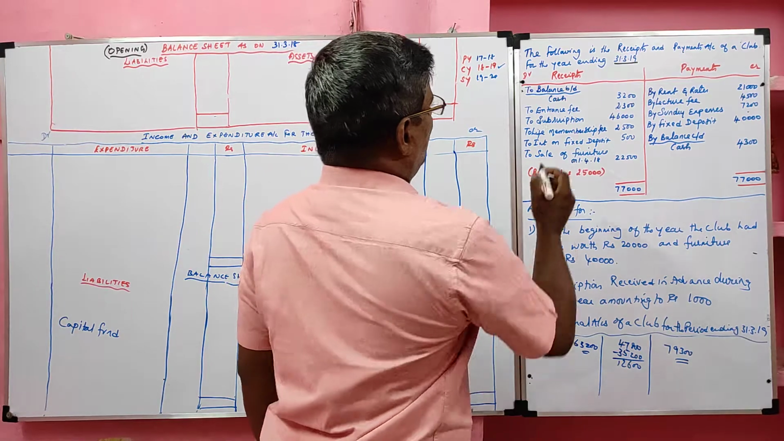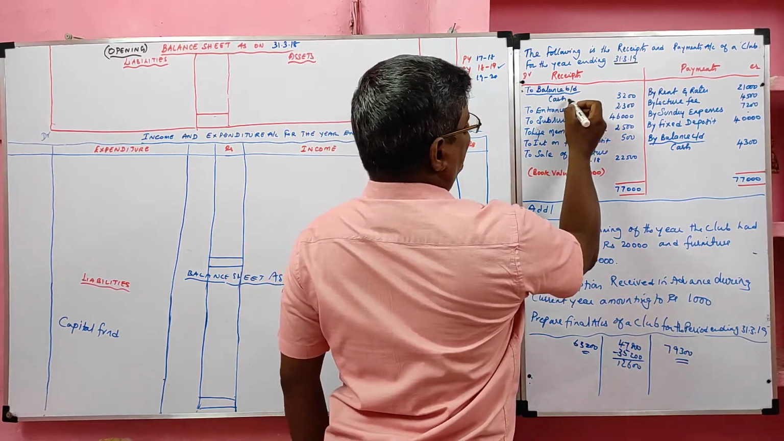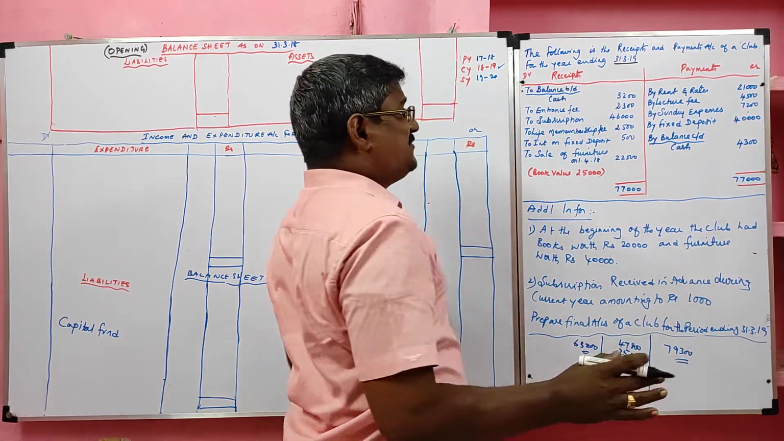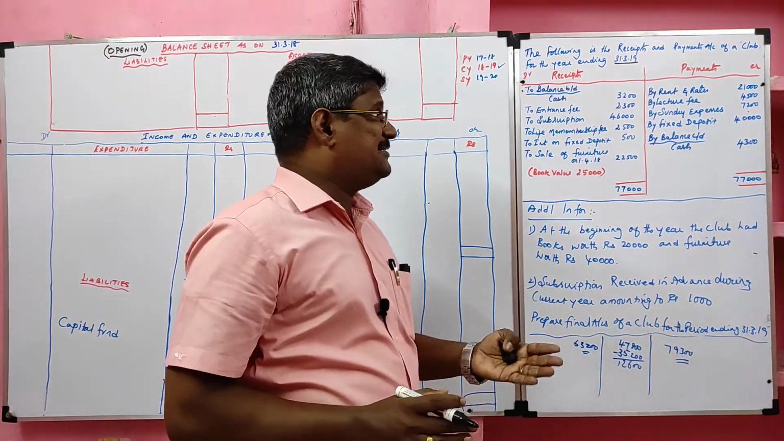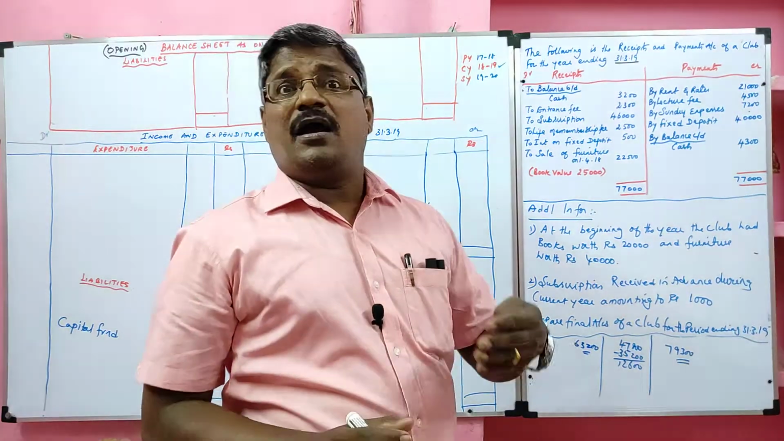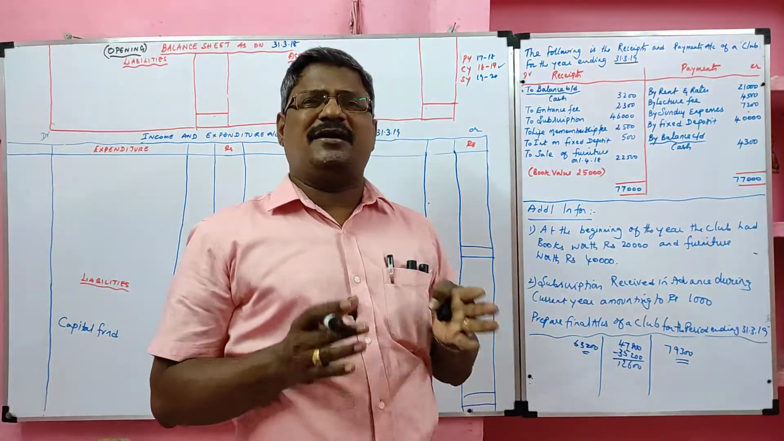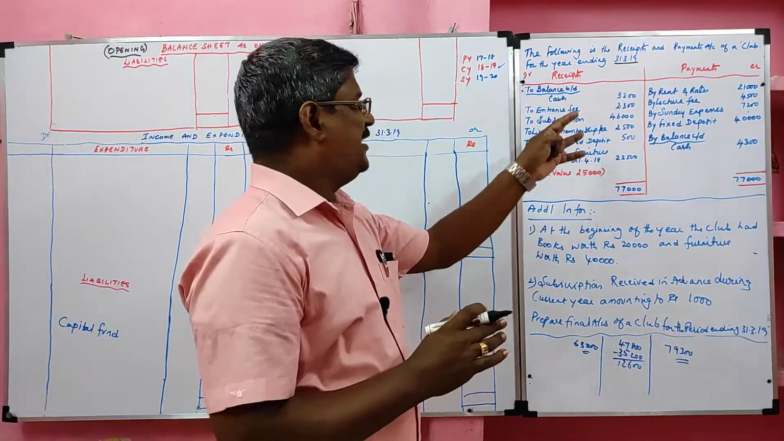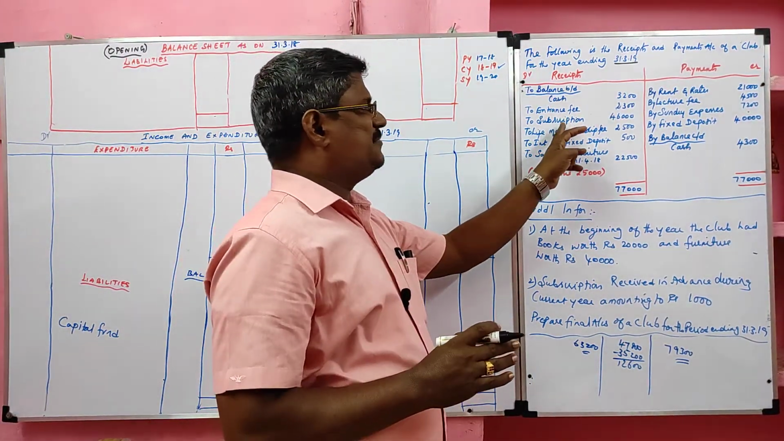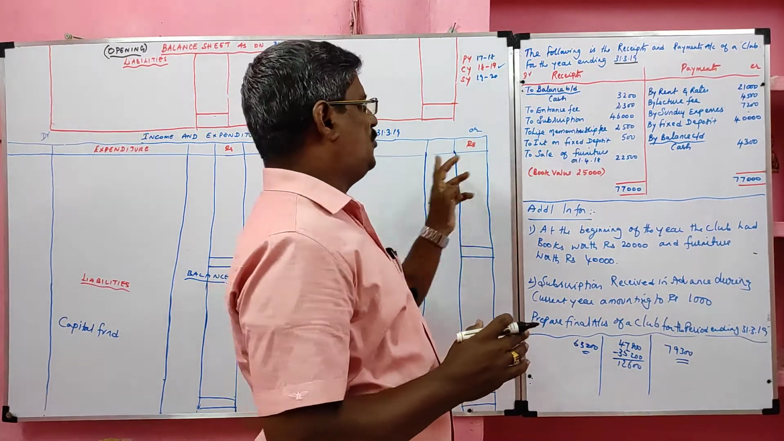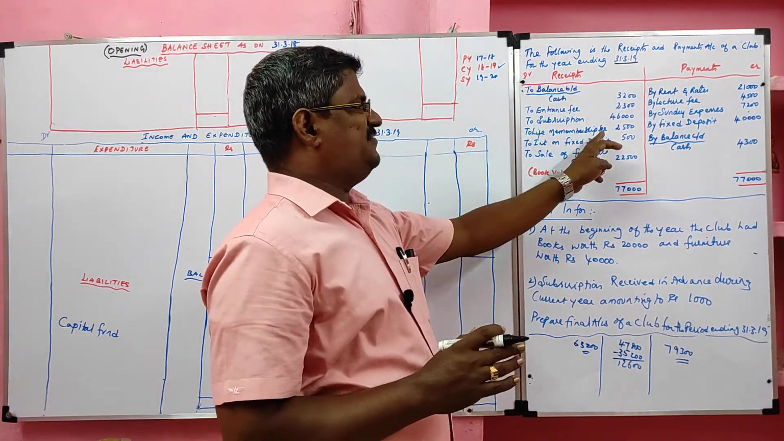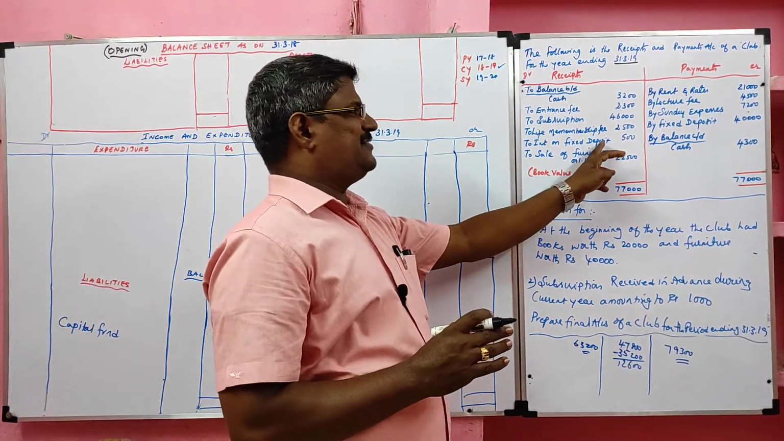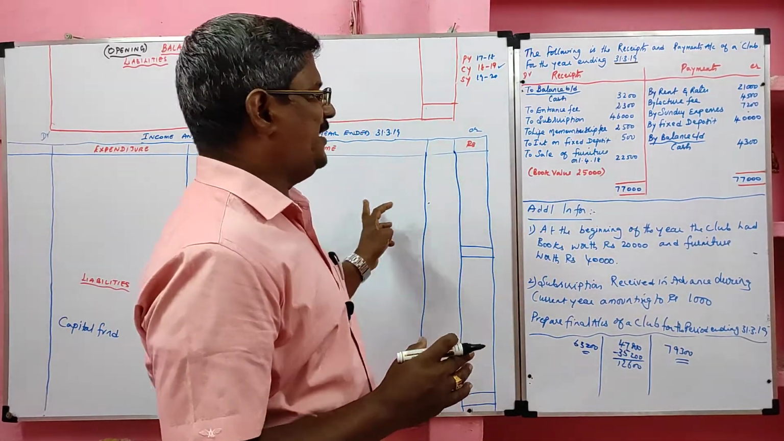To balance b/d, it is the opening cash. Entrance fees may be a capital receipt or revenue receipt as per the practice of the organization, but as per the instruction of the textbook, we should treat it as a revenue receipt. It will go to the income side. Subscription received is a revenue receipt, it will go to the income side. Life membership fees is a capital receipt, it will go to the liability side. Interest on fixed deposit is a revenue receipt, it will go to the income side.